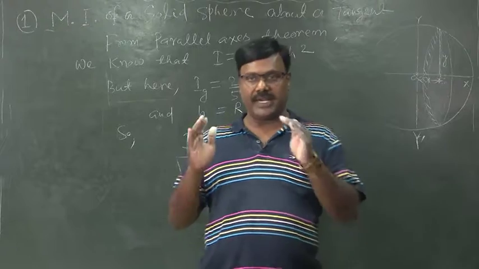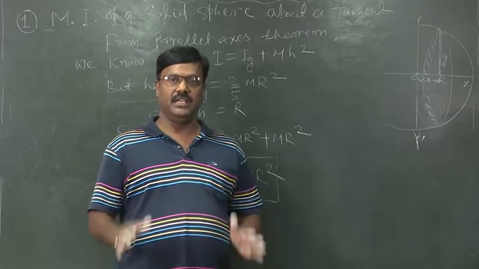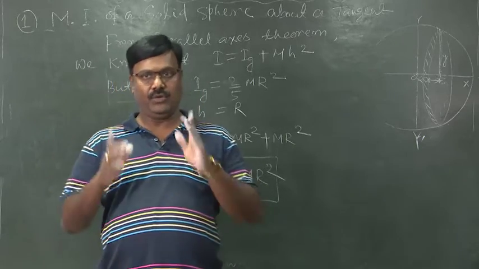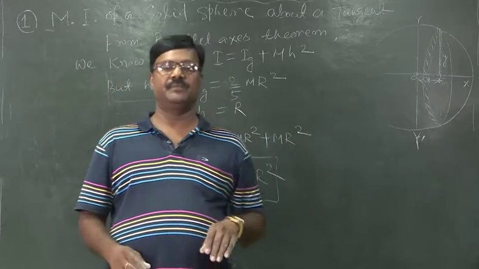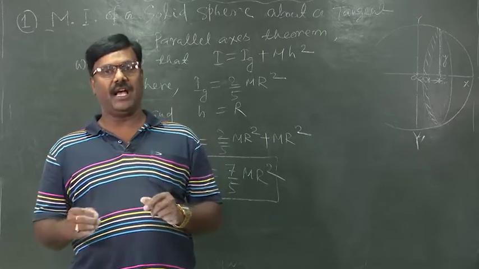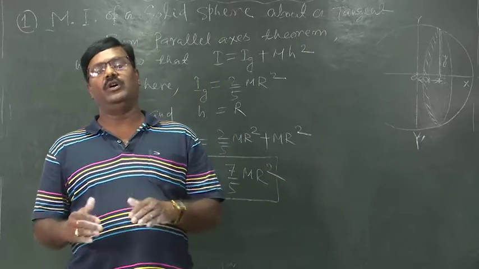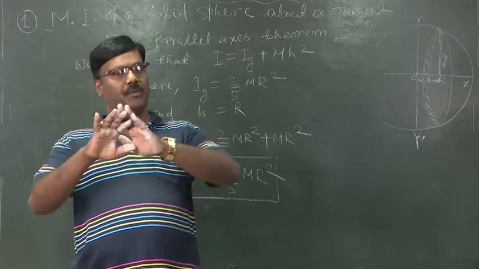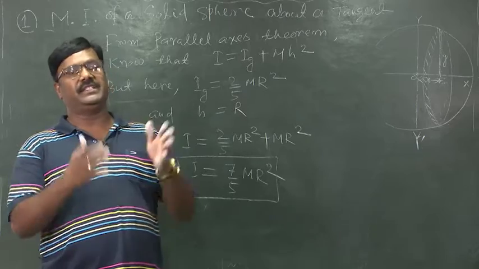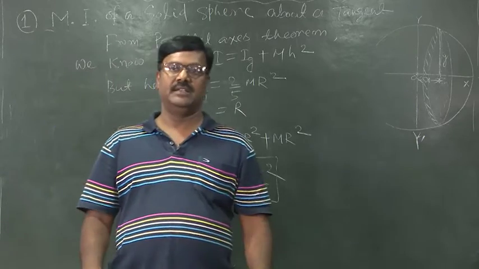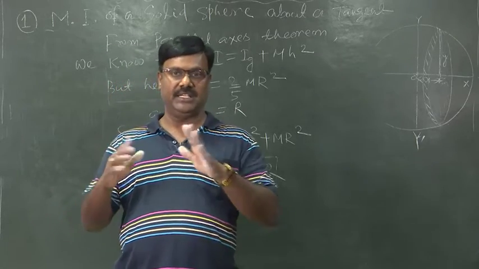Here we have calculated today the moment of inertia of spherical bodies about different axes, which is the moment of inertia of a solid sphere about one of its diameters, and the moment of inertia of a spherical shell about one of its diameters. Also, we have calculated the moment of inertia of both the spherical bodies, such as solid sphere and spherical shell, about a tangent. Here I finish the topic of moment of inertia of spherical bodies.